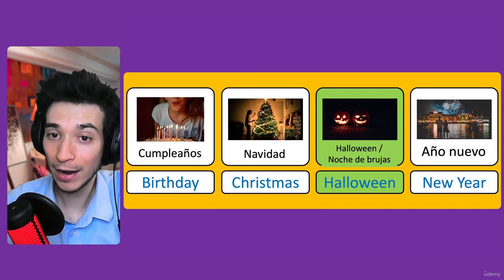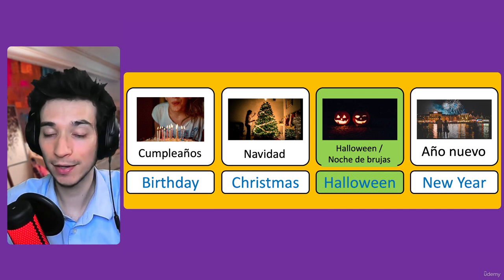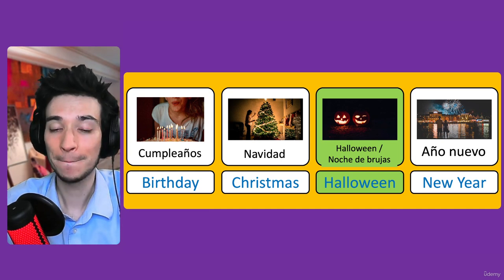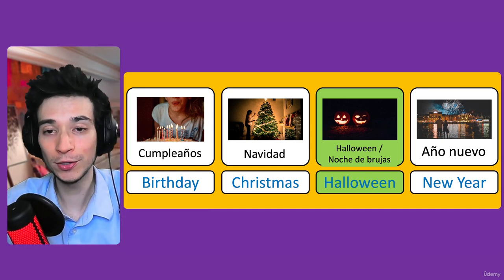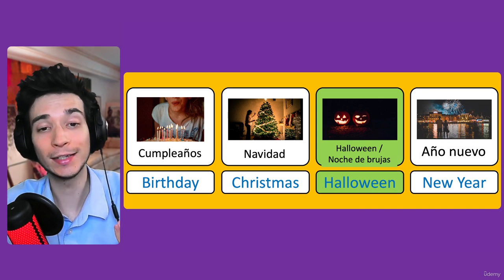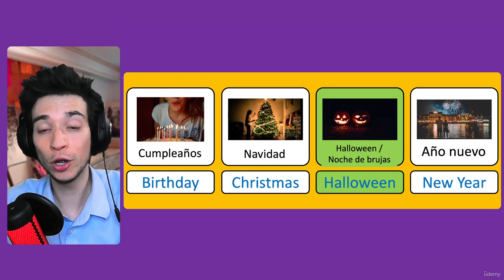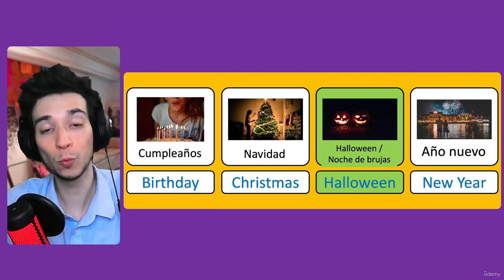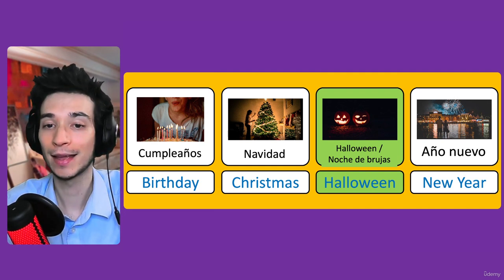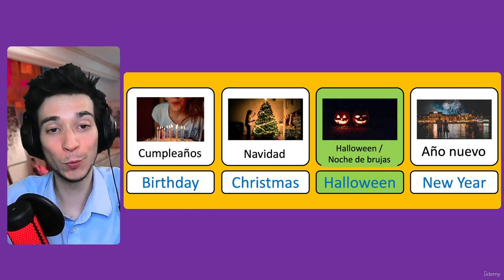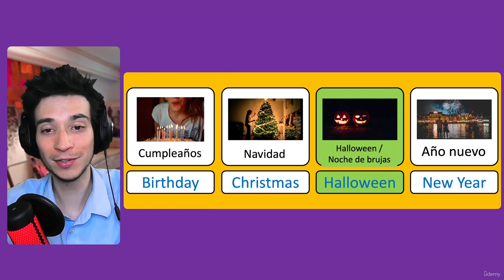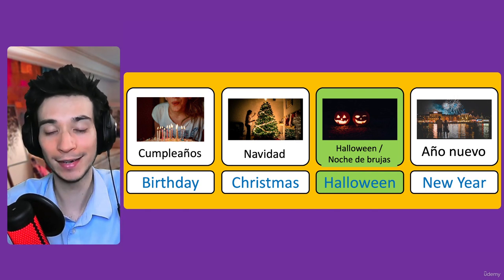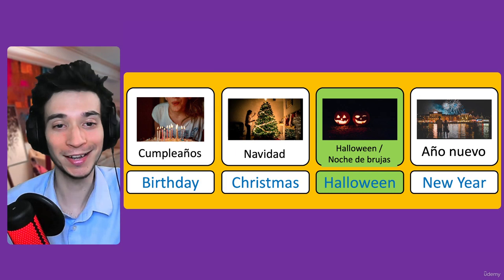And the next example is Halloween. Or you can also say Noche de Brujas. So basically, Halloween. We use the English name Halloween, or you can also just say Noche de Brujas, which basically means a night of witches. Witches' night. So yeah, instead of saying Halloween with an English accent, you would say Halloween in Spanish. Okay, next one.